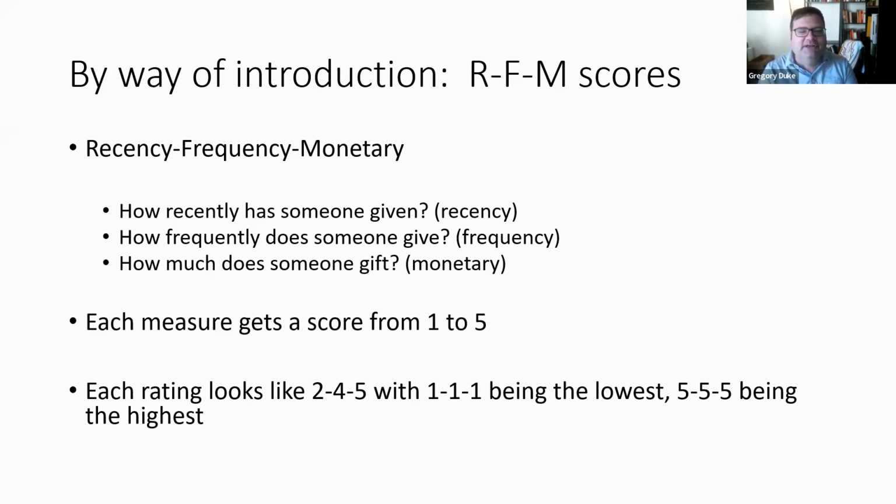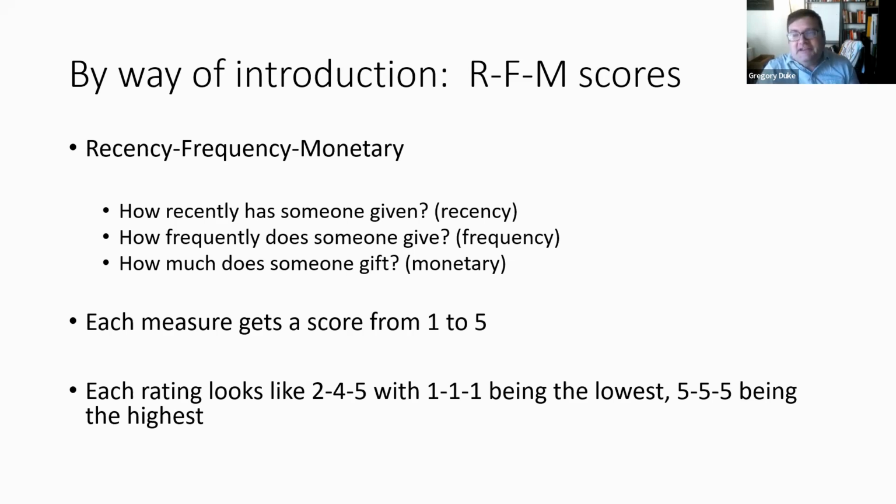And we're looking at 3 different scores here. How recently has someone given? How frequently does someone give? And how much does someone give? Each of these measures is getting a score from 1 to 5. So approximately, the lowest 20% are going to get a 1. The next 20% are going to get a 2, and on up to 5.